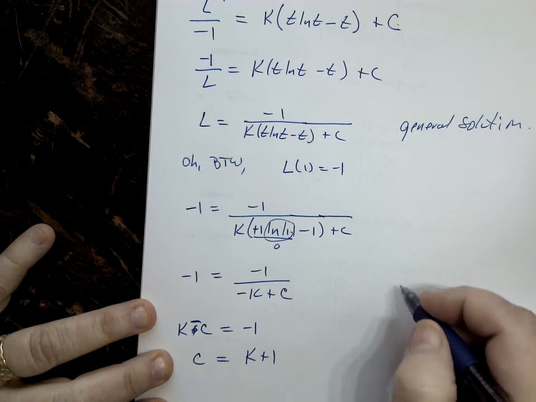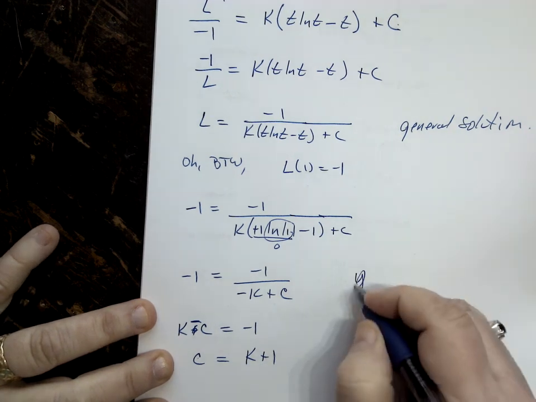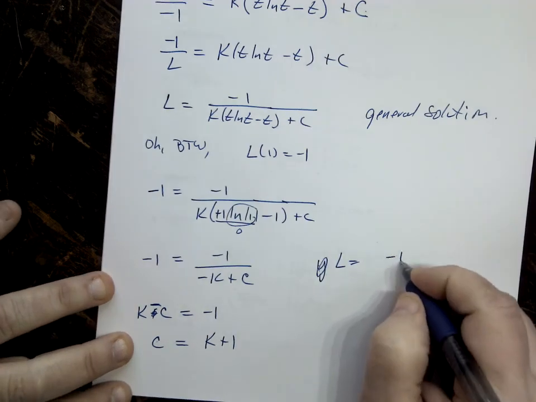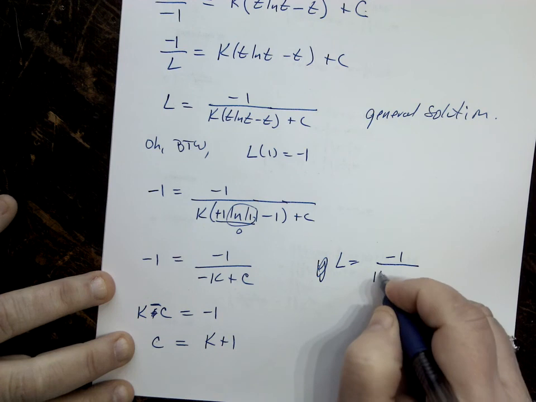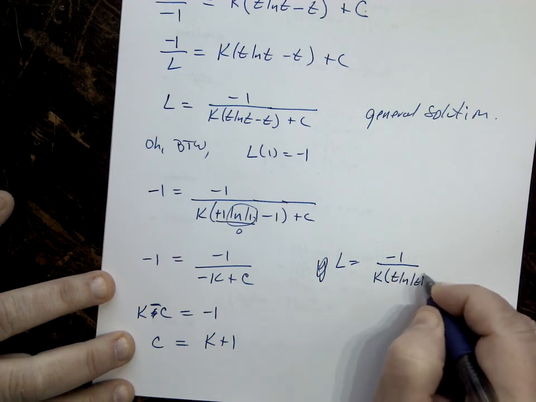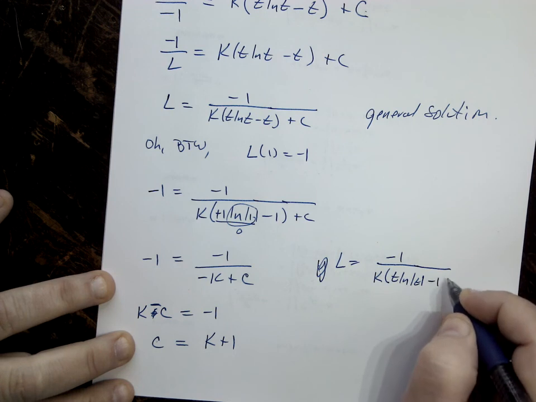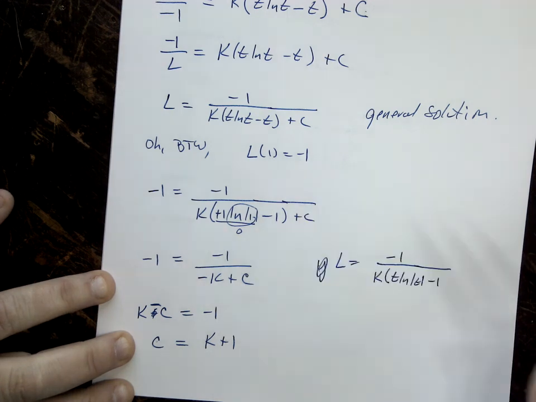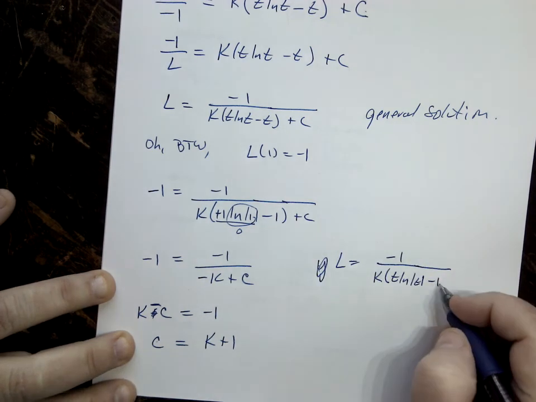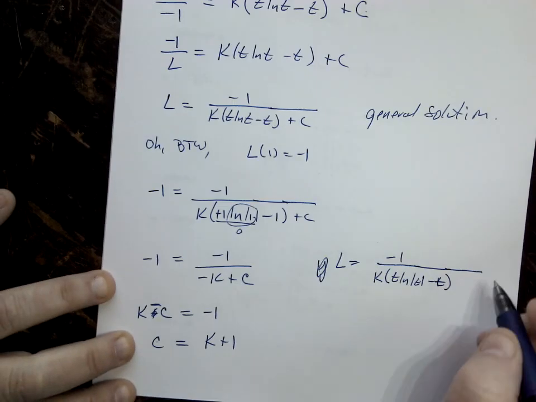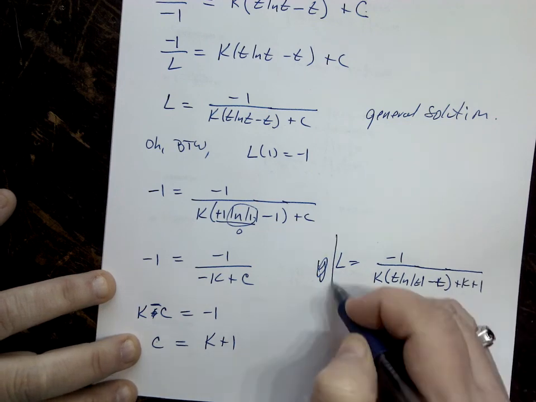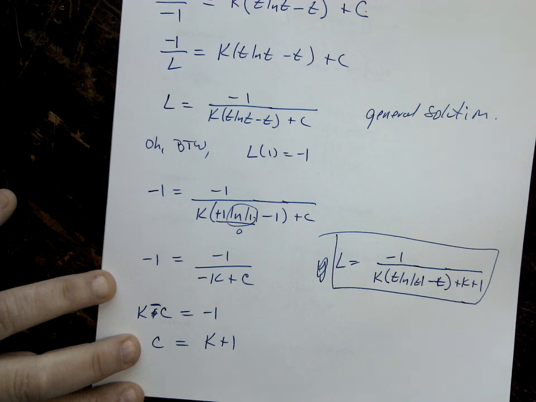So go back. So my particular solution is L is equal to negative 1 over k times t natural log of t minus 1. No, it's not. Did I screw this up all the way? No, I plugged it in up here. Minus t, and my c is k plus 1. So there is my particular solution.